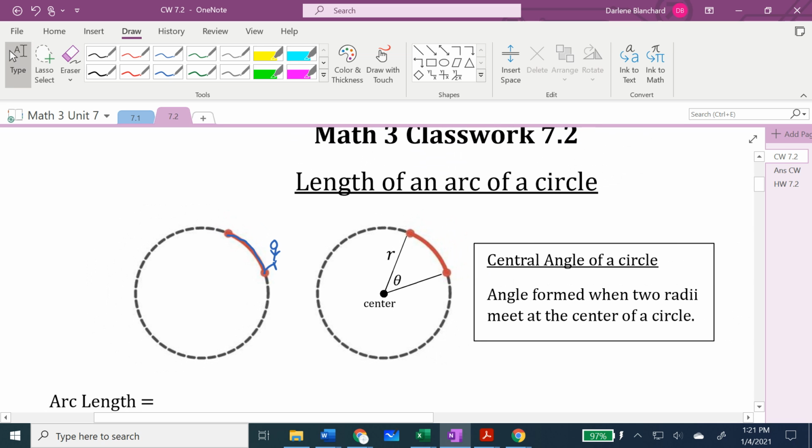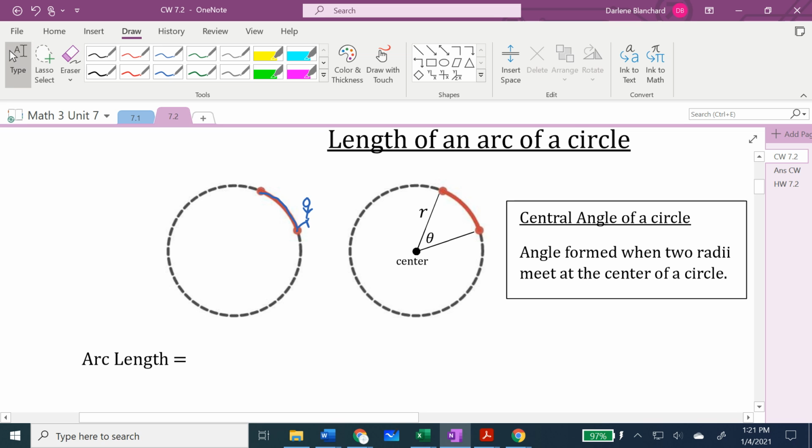Let's start with this. How do you find the distance to walk all the way around the circle and end up back where you started? How do you find that distance? And is there a name for that distance?